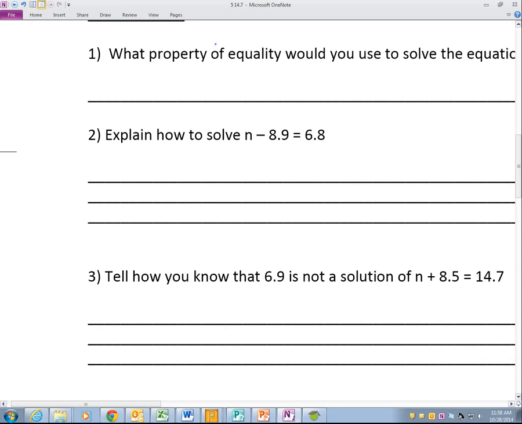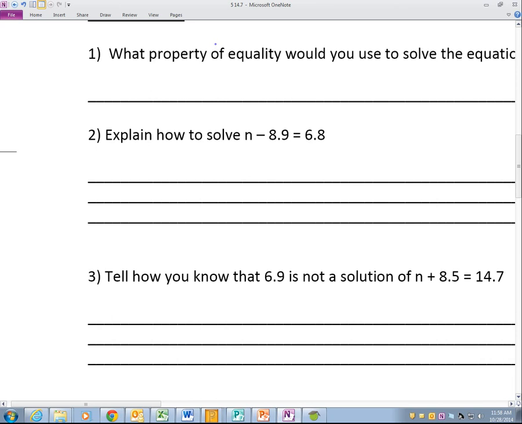Now, explain how to solve. So if you just have that written out solved, no. I want to hear an explanation. Yes? To get n by itself, you have to reverse it on both sides. So you have to add 8.9 to both sides of the equal sign to get n equals 15.7.